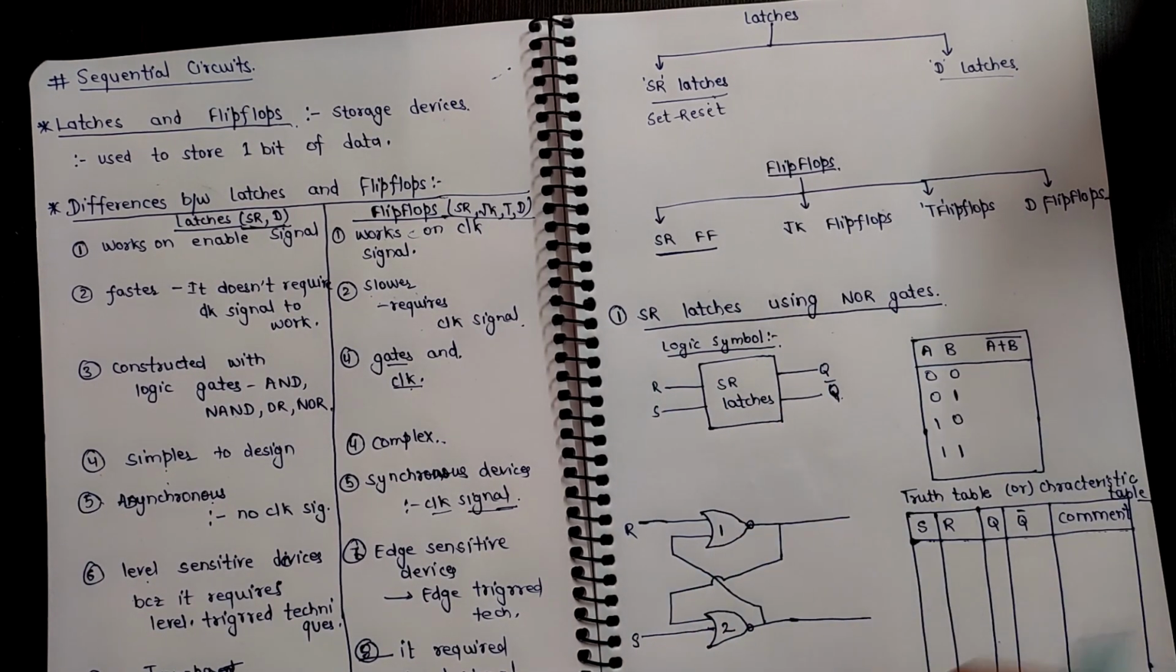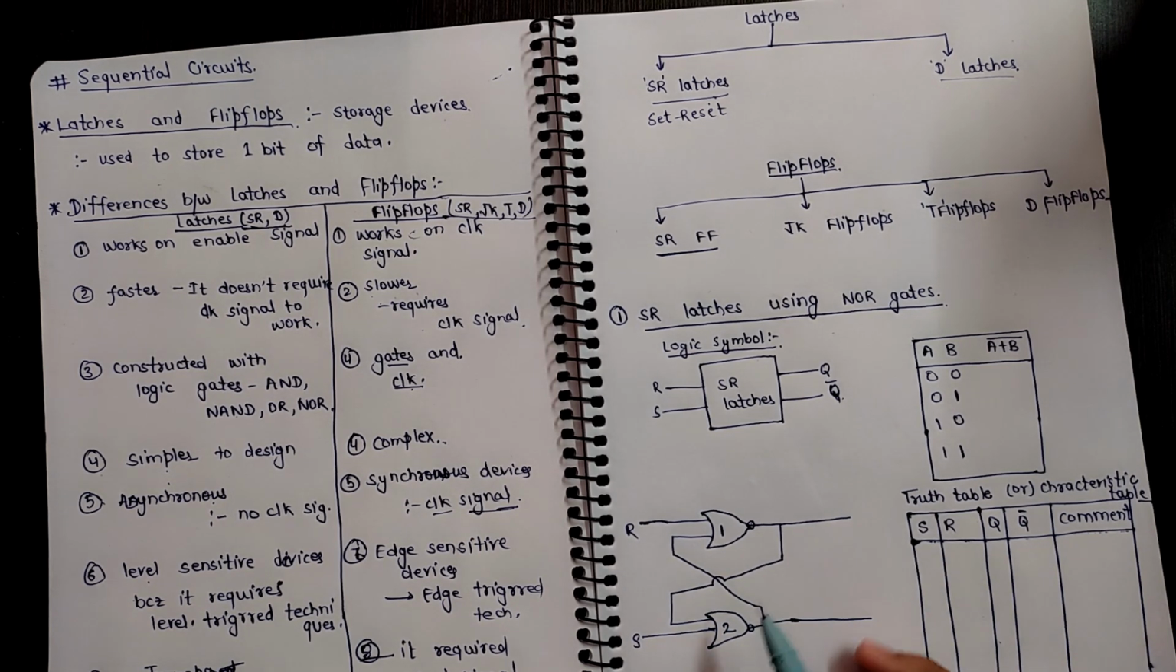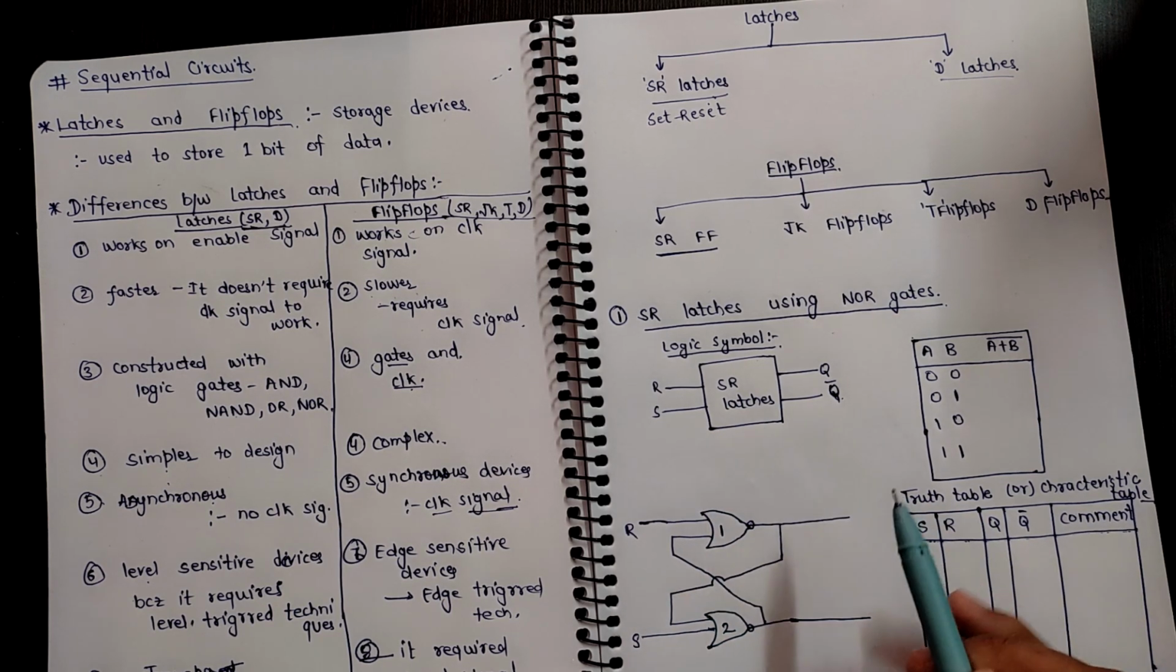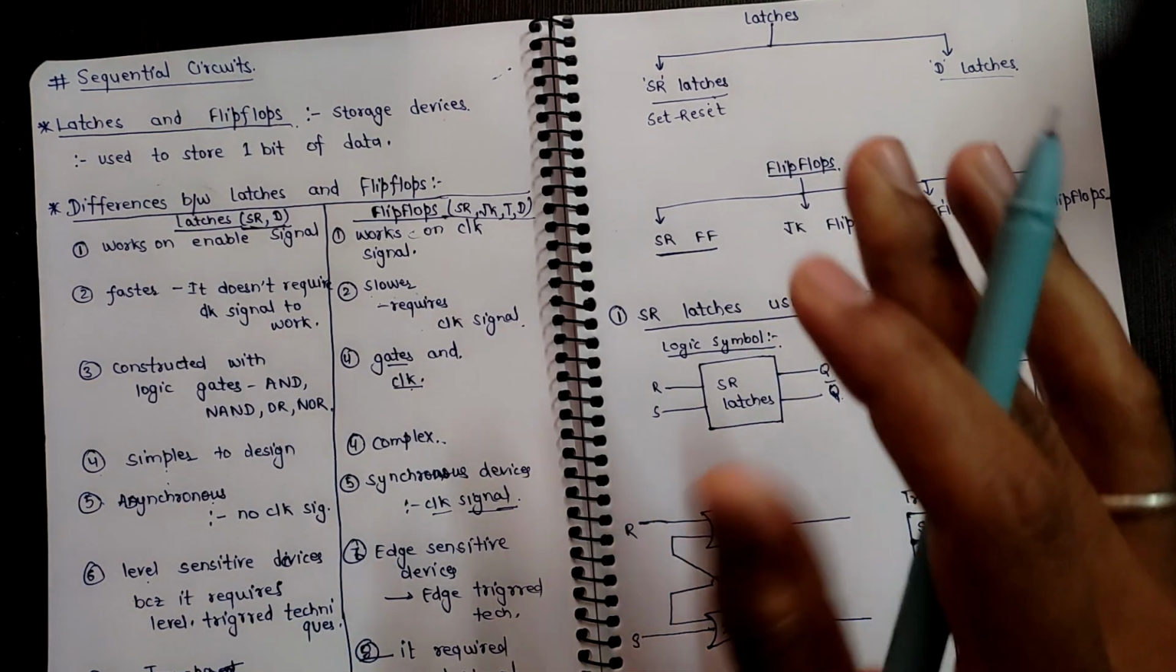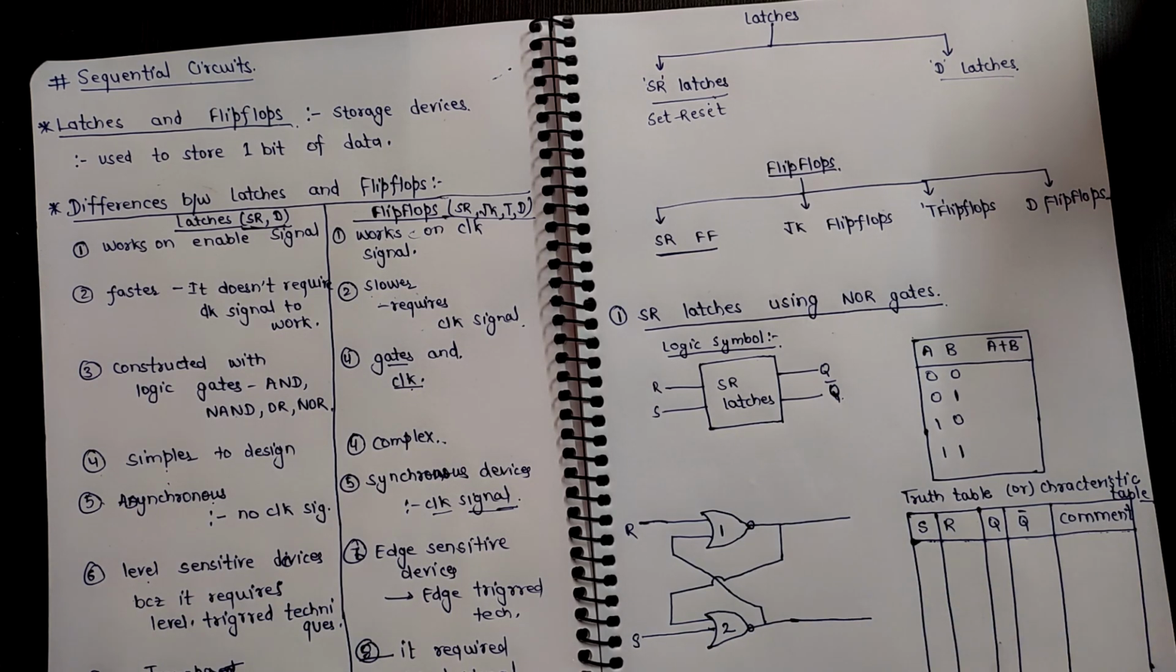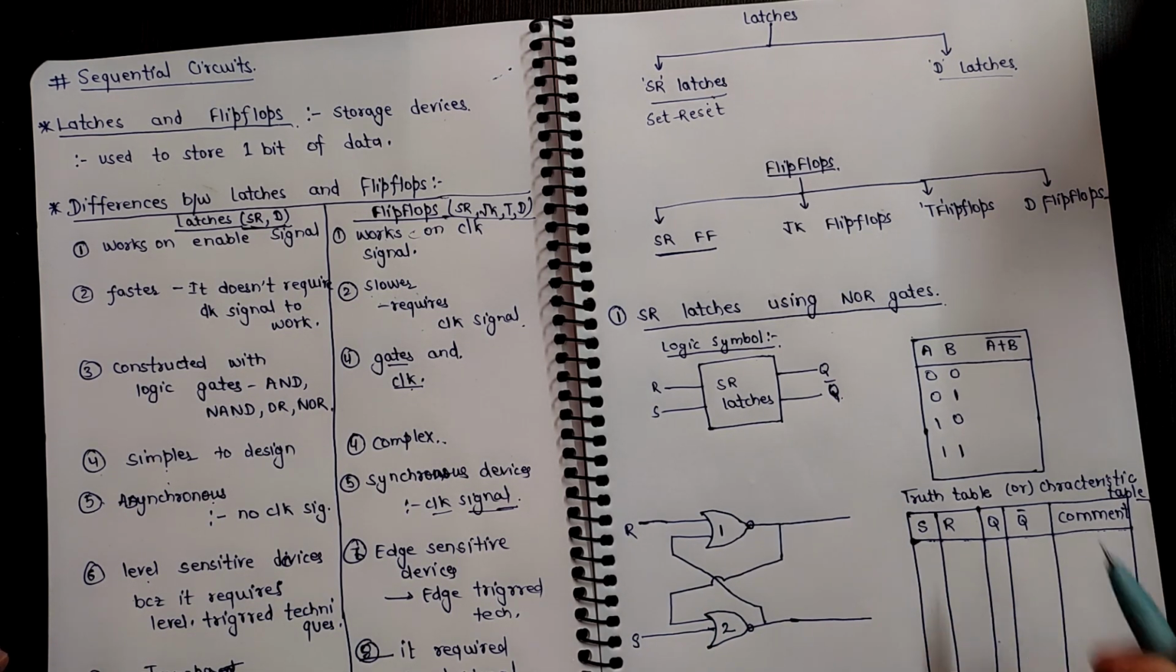There are two types of implementation. One is NOR implementation, other is NAND implementation. In NOR implementation we use the NOR gates for the working of the SR latches, and in the NAND implementation we use the NAND gate for the working of the SR latches. So mainly in this video we will cover the NOR implementation of SR latches.